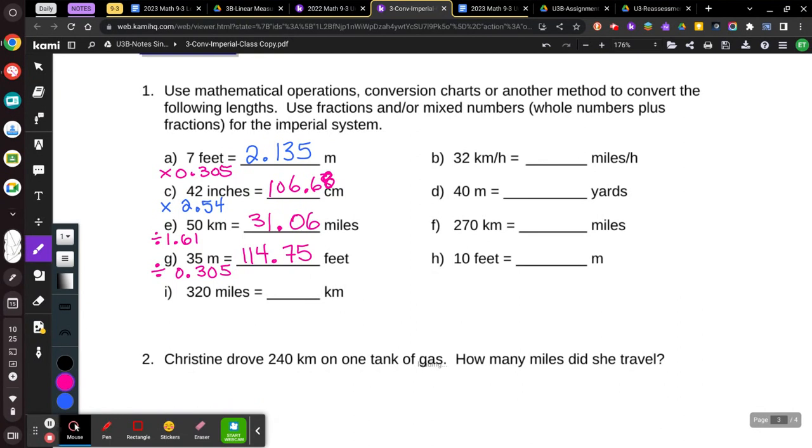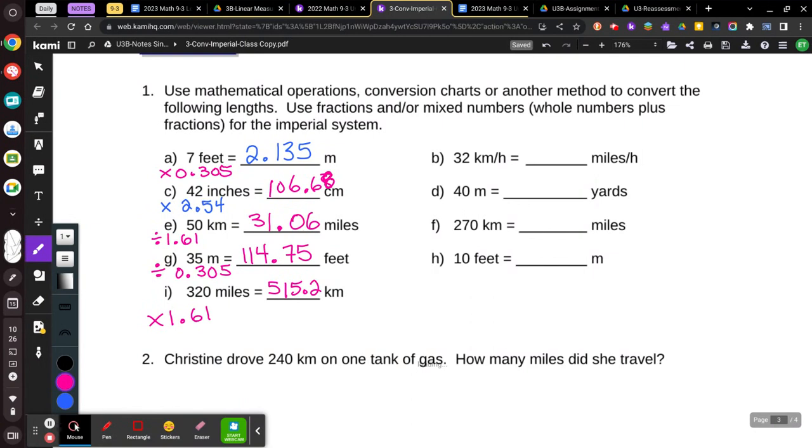Okay, everybody's ready to go to the next one. We want miles to kilometers. So if I'm going miles to kilometers, now I'm timesing by the 1.61. And we're going to get 515.2 kilometers.